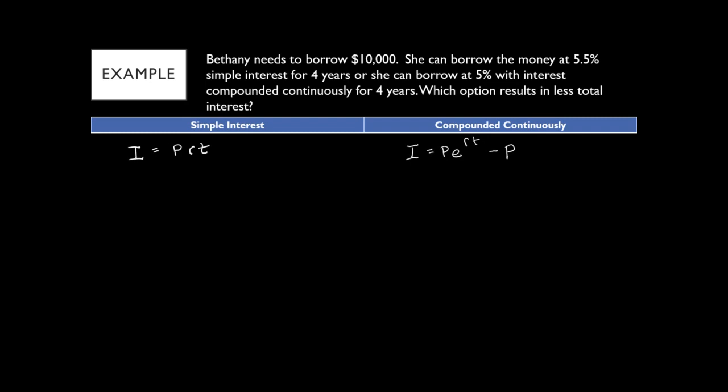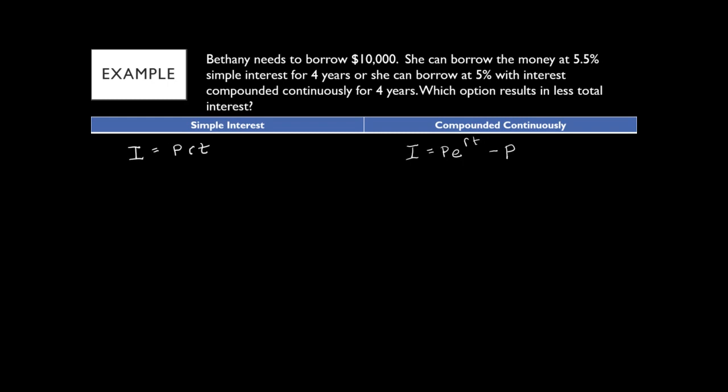So we need to now subtract out what we invested so we get only the interest, because the question says which option results in less total interest. So we're caring about only interest. So I just have to modify that slightly in order to get only interest. And now we're going to plug in our numbers.